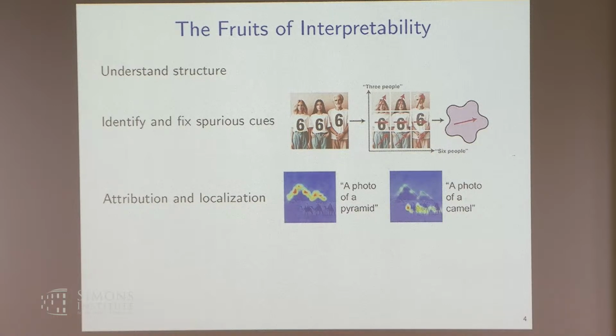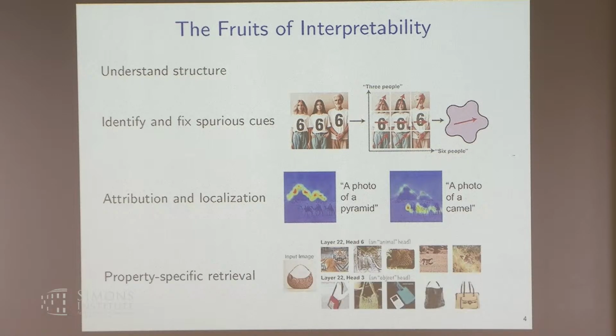Another is that you can get things like attribution and localization for free. So if you say, okay, what in this photo makes it a photo of a pyramid, it might highlight the pyramids. If you ask it what makes it a photo of a camel, it might highlight the camels, and that can be useful for identifying the specific segmentations of objects in images. And we'll actually see that you can get really strong segmentation algorithms just by seeing what the model itself has learned about what to pay attention to.